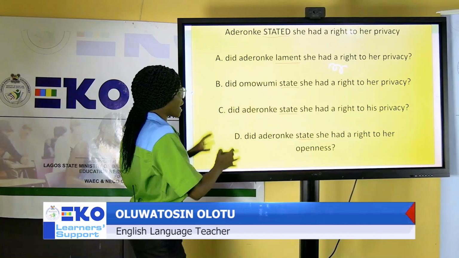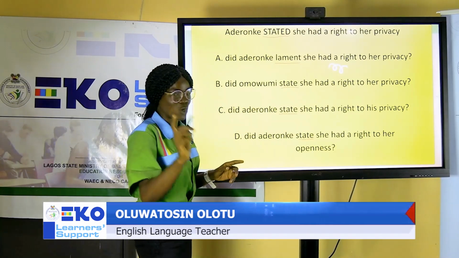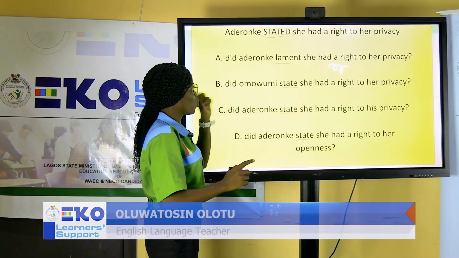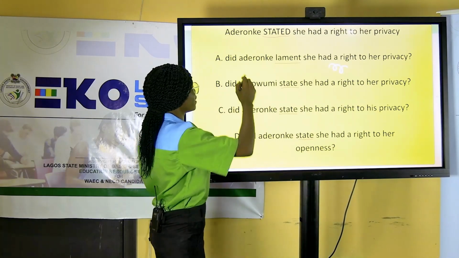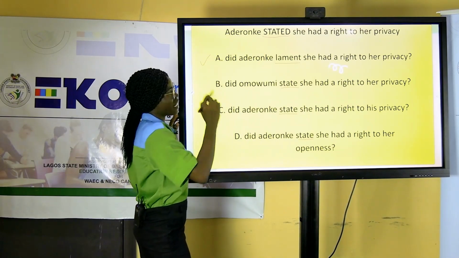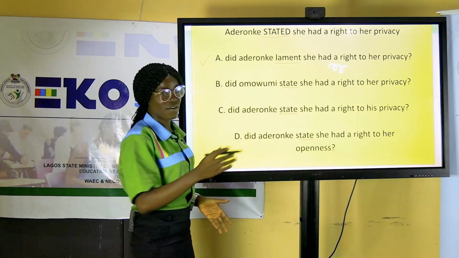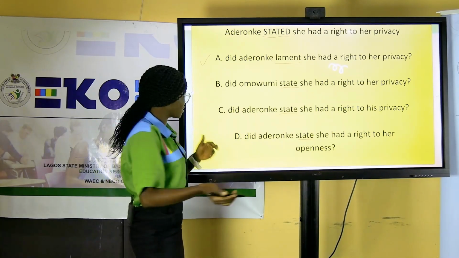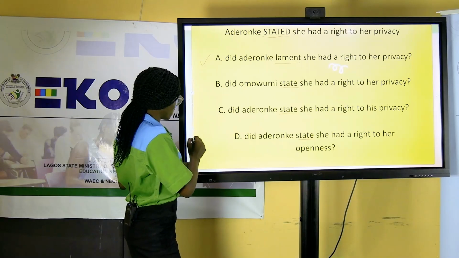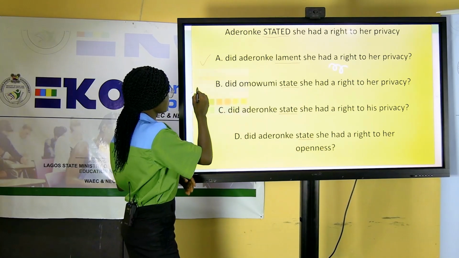So all the others are correct. The only one that is not correct, that contradicts what the speaker wants you to pay attention to, is A, did Aderonke lament, which is different from the other ones. So this is the correct answer. I hope you're getting it. Let's look at more examples.